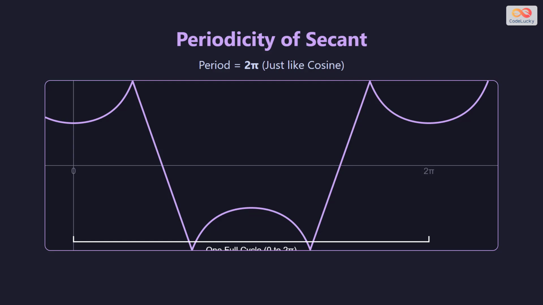Just like its parent function cosine, the secant function is periodic. It repeats the same pattern over and over. One full cycle, consisting of one upward curve and one downward curve, spans a distance of 2 pi. This period of 2 pi is standard for both secant and cosecant functions.